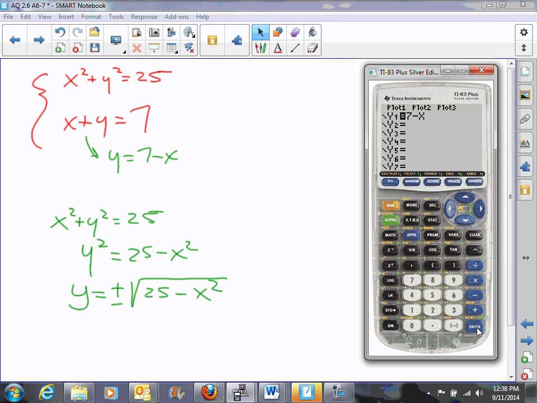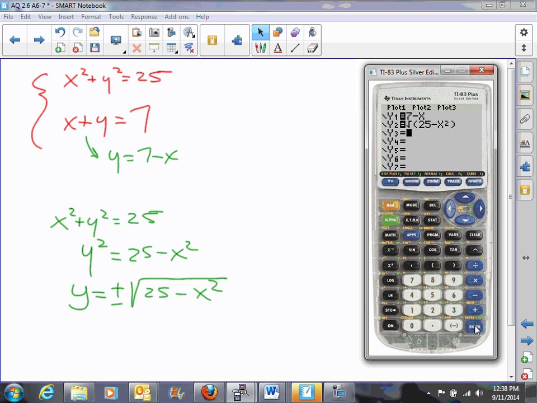Now, in y2, I'm going to put, and you see, when you have y equals plus or minus the square root of 25 minus x squared, you can't put a plus or minus sign in there. What you have to do is use two of the y variables. One's going to be plus square root of 25 minus x squared. The other's going to be the negative of the square root of 25 minus x squared. So on y2, you press square root, and then 25 minus x squared, and close paren.